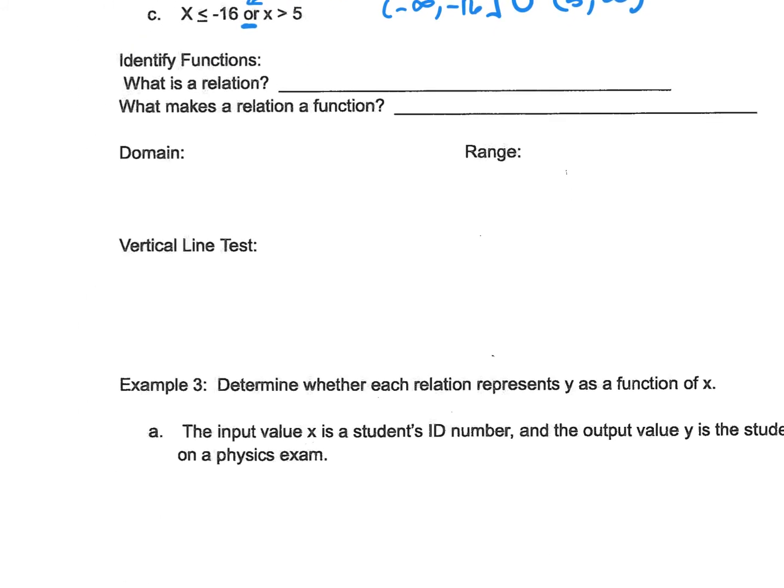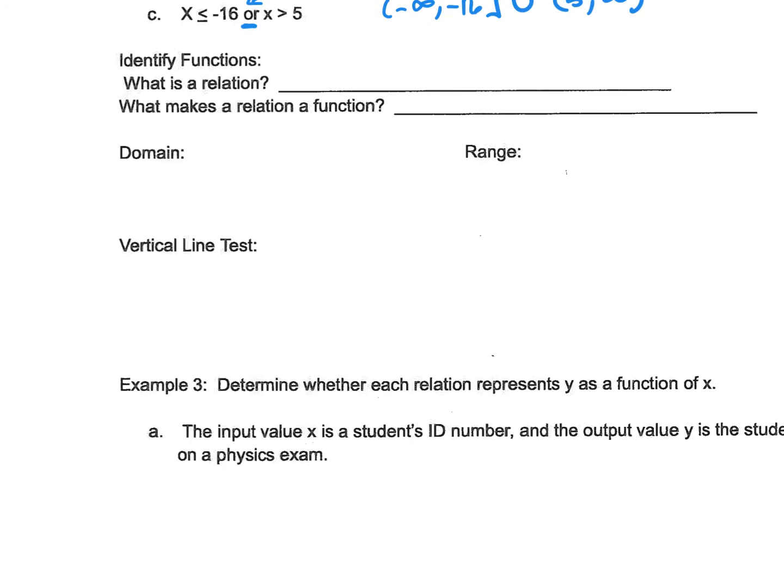You should know what a function is. What's a relation? Everybody always messes up relations. What is a relation? So everybody always wants to tell me it's a set of numbers. You're not wrong, but you're not completely right either. How do we get the numbers? What do we do typically to get an X and a Y? How do we get the Y? You have to find it.